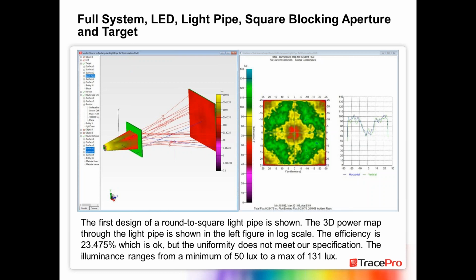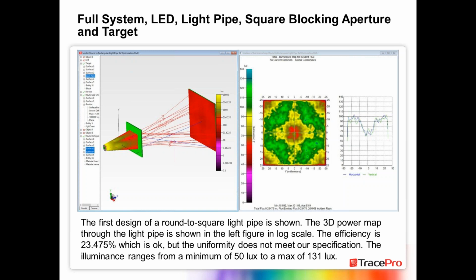So here's the full system. I've got an LED on the back left. I have the round light pipe going to a square light pipe. I put an aperture blocker on it to make sure I've got square output. And then I've got a target where I can see what the uniformity is, and to make sure that I have the capability to see that I've got no more than a 2-to-1 uniformity on that output target.